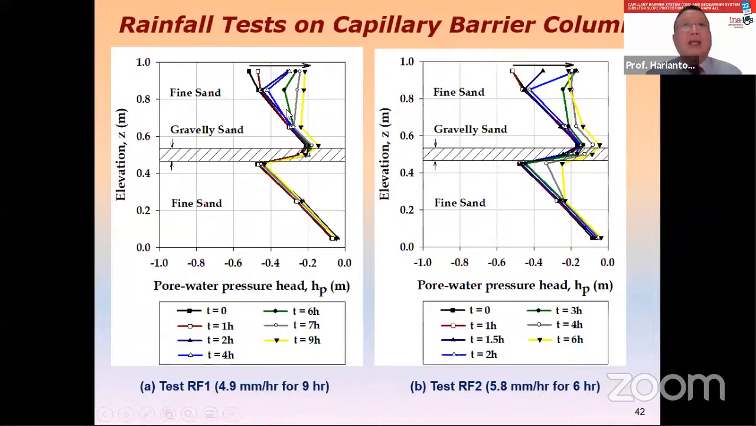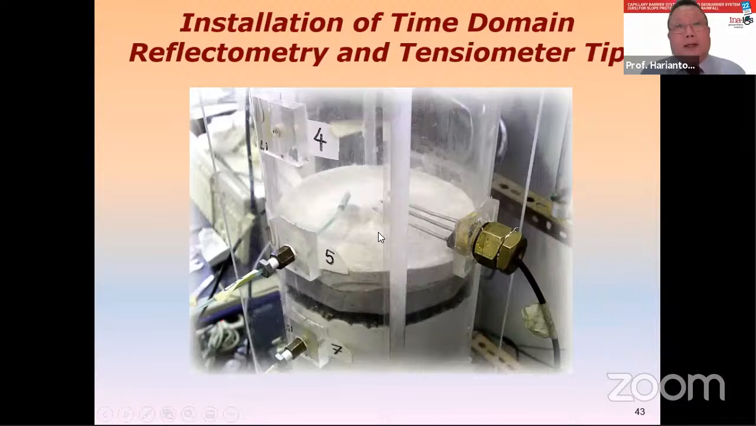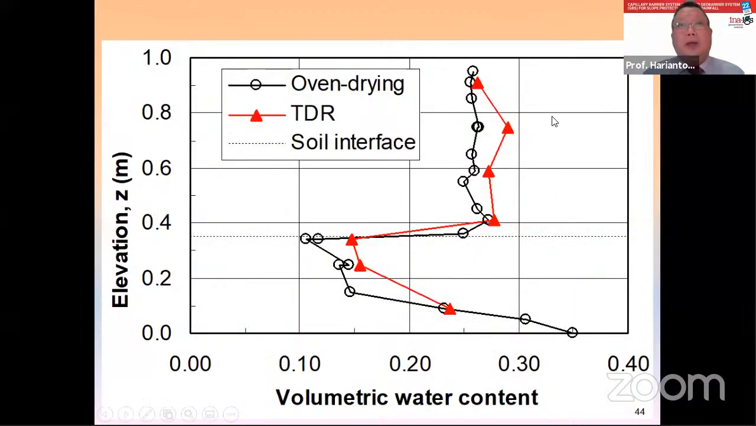This happens when you have two layers with distinctly different hydraulic properties. For the measurements, we use potentiometers and water content measurements. If we measure the water content using time domain refractometry, the red one here agrees. If you take samples throughout the column and measure the water content, they agree closely between the TDR and the oven drying. So you take a sample, put it in the oven, and measure the water content. That's the traditional way of measurement. So it shows here that water accumulated here, but below that it is dry because of this barrier at the interface, where we put the gravelly sand.